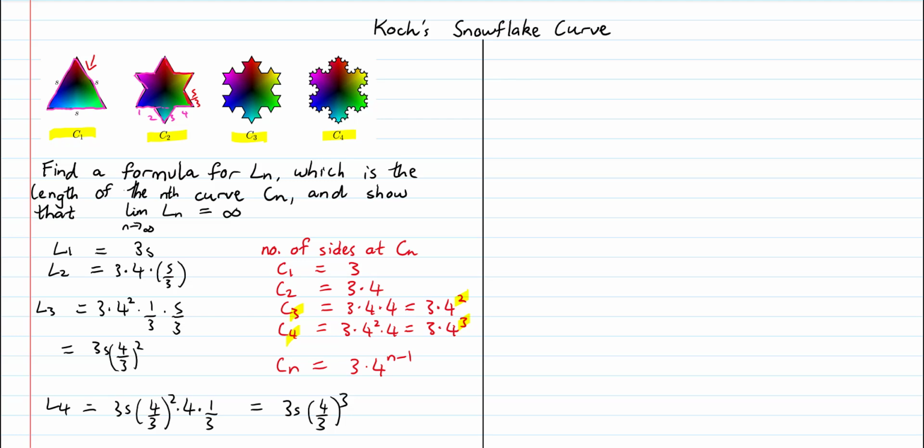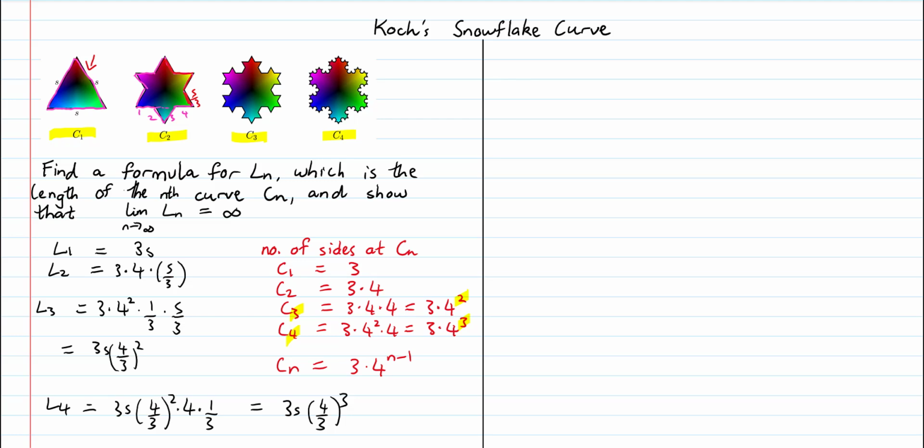At each iteration of the curve, the length of the curve is increasing by a factor of 4/3. That's because at each iteration we've got 4 times the number of sides of the previous iteration, and the length of each of those sides is 1/3 the length of the previous iteration. So that's why we're increasing the length of the curve each time by a factor of 4/3.